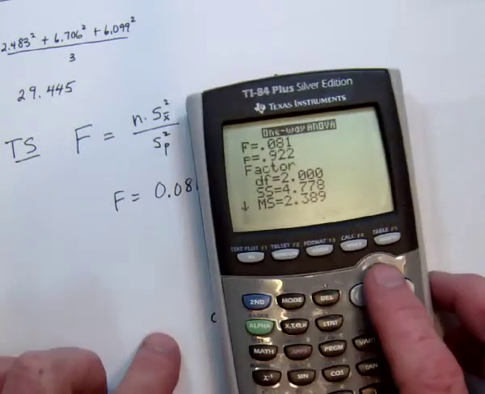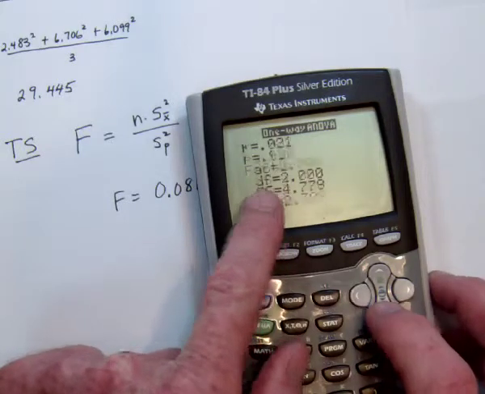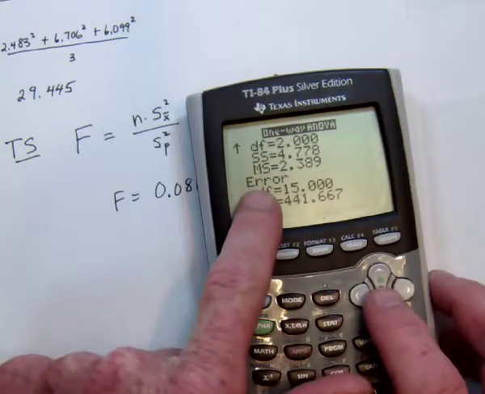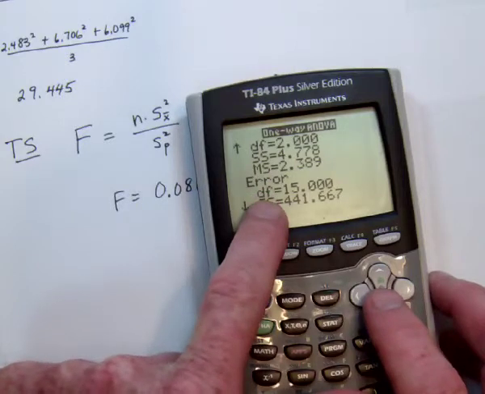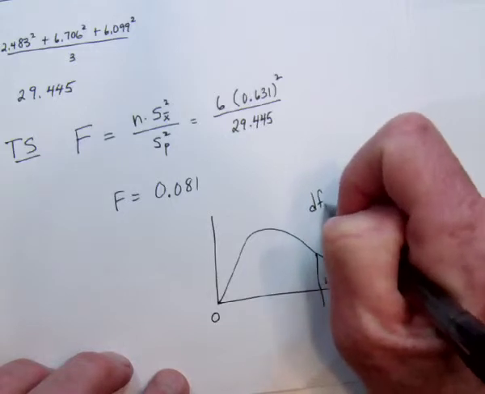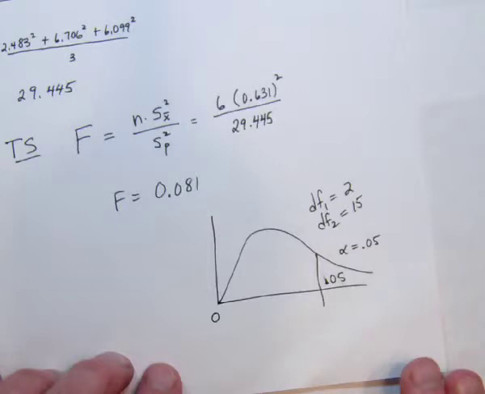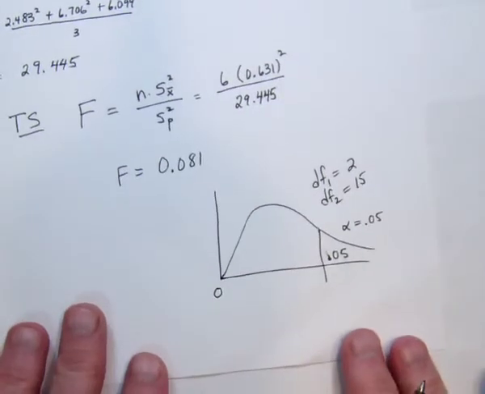Then the other two things we need are degrees of freedom. So this is called degrees of freedom number 1. Scroll down, ignore that it says error. This is degrees of freedom number 2. So degrees of freedom number 1 was a 2, degrees of freedom number 2 was a 15, in order to finish it up.